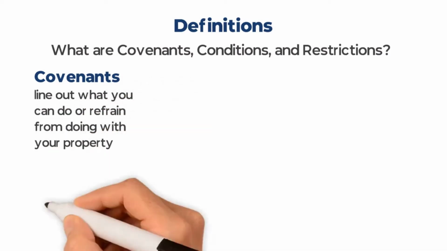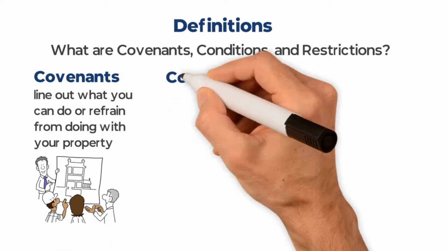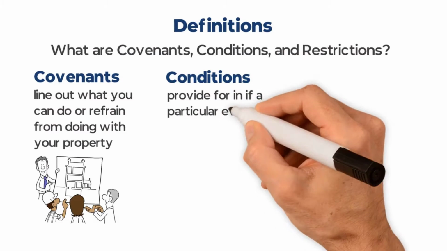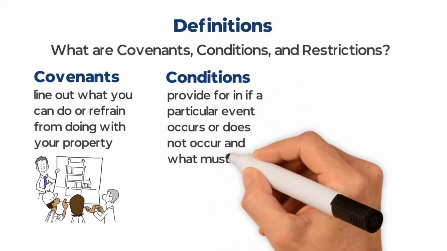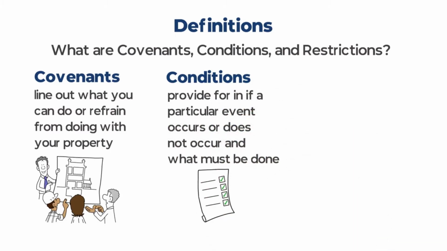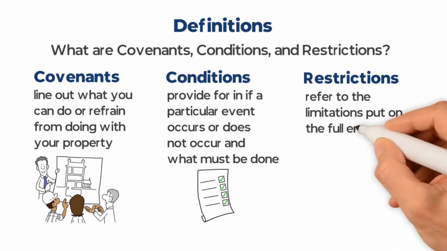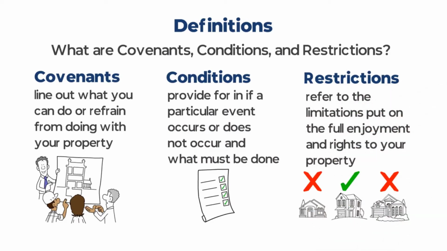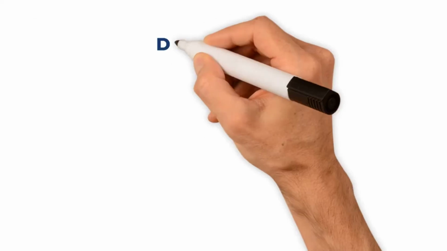Covenants line out what you can do or refrain from doing with your property. Conditions provide for if a particular event occurs or does not occur, and what must be done. Restrictions refer to the limitations put on the full enjoyment and rights to your property.